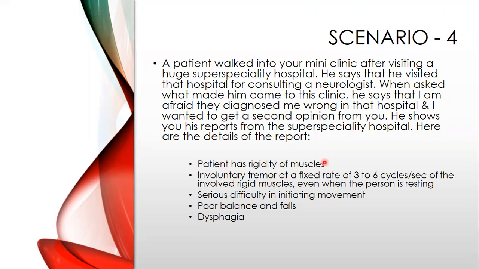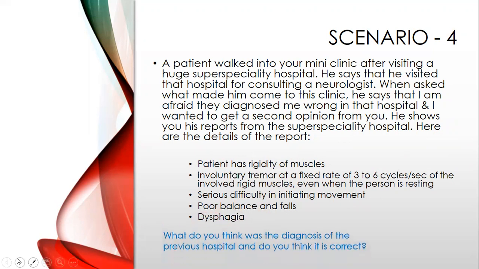Patient has rigidity of muscles, involuntary tremor at a fixed rate of 3 to 6 cycles per second of the rigid muscles, even when the person is resting, serious difficulty in initiating movements, poor balance and falls, and dysphagia. Dysphagia is inability to swallow objects, swallow food. Now, what do you think was the diagnosis of the previous hospital, and do you think it is correct?